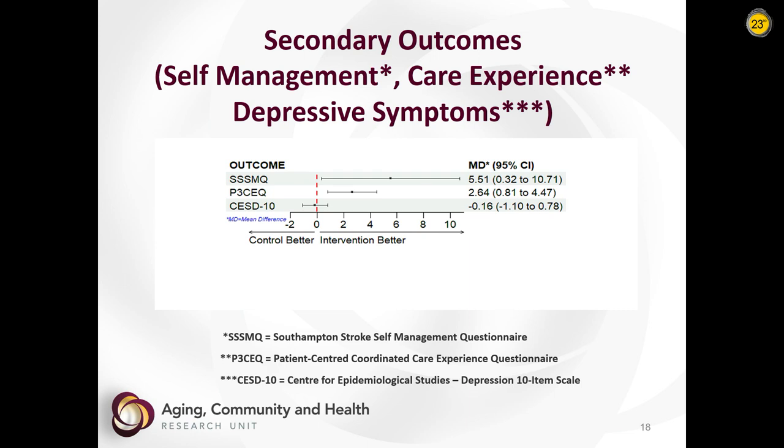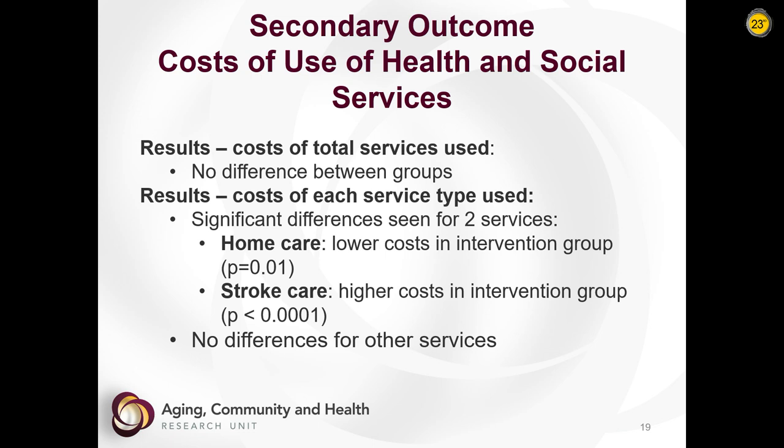So again, secondary outcomes. This slide shows the difference between the intervention and control groups in the change in stroke self-management, depressive symptoms and patient experience. And you could see again that there were significant group differences in favor of the intervention for stroke self-management and patient experience. With respect to cost, there was no difference between the two groups in costs.